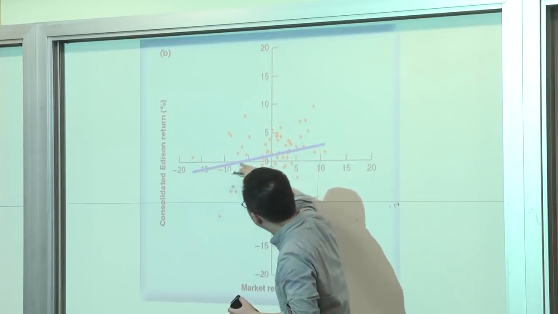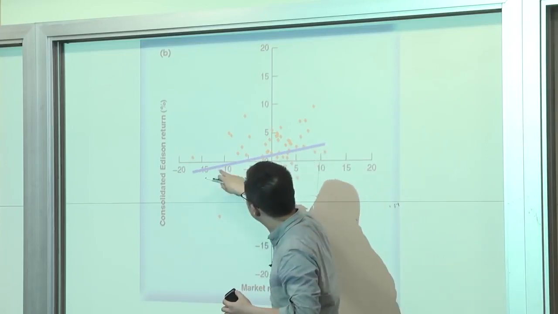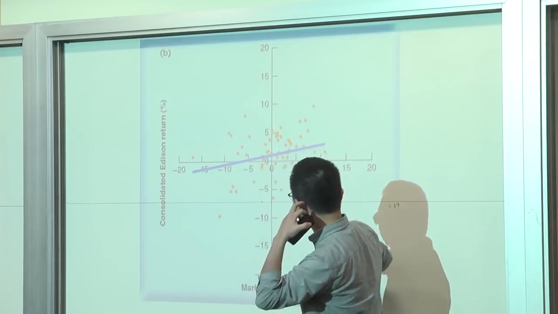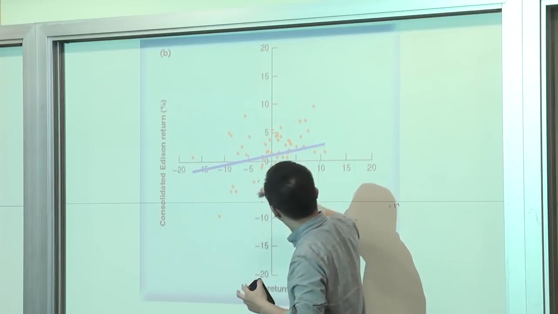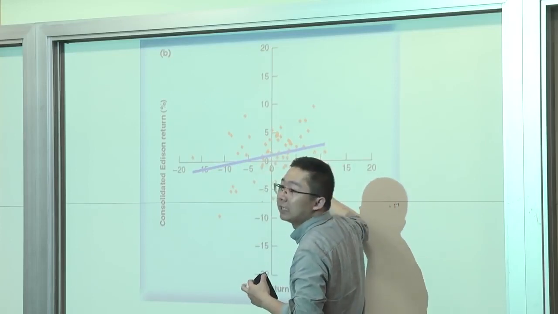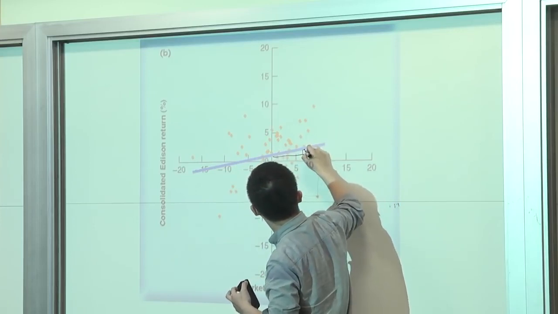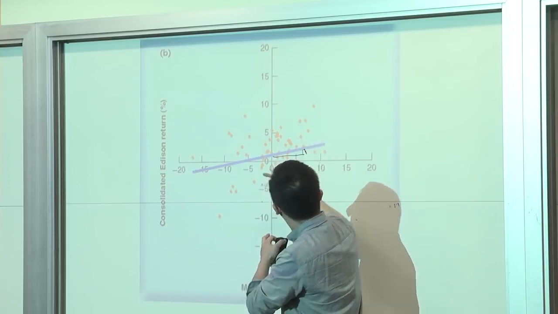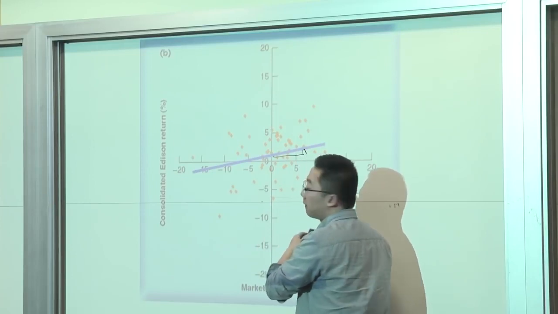And we will find a fitted line that best describes this relationship. That line shows that generally Edison return increases with the market return. And the beta of that stock is just the slope of this fitted line. It's how much this stock's return changes with a 1 unit change in the market return. That's the definition of beta.